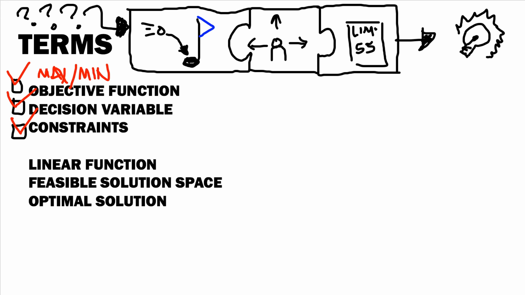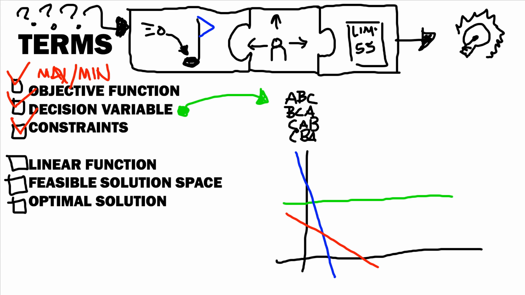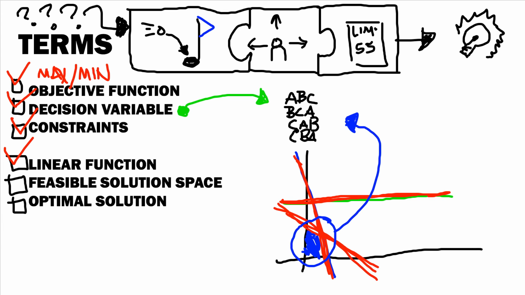The terms below are more conceptual and will probably make more sense once we go through a problem together. A linear function, like its name implies, means that we will be dealing with lines to identify all the feasible combination of decision variables as defined by our constraints. And then finally, we will look at this space and identify which combination brings us closest to our goal. These are referred to as the feasible solution space and the optimal solution.